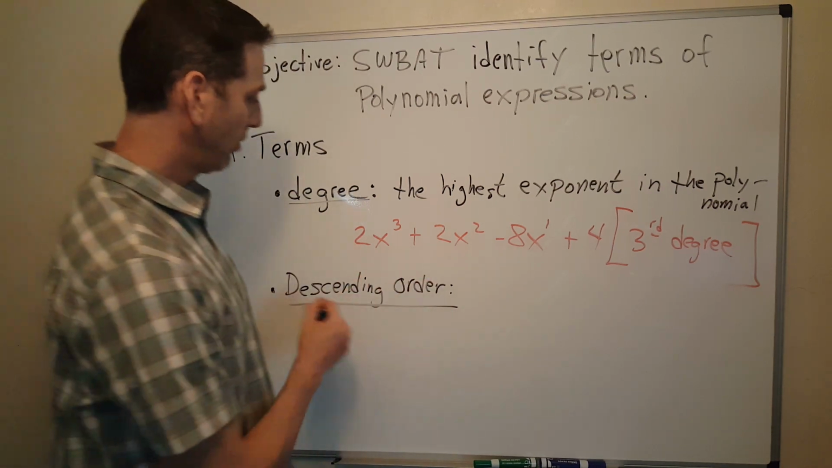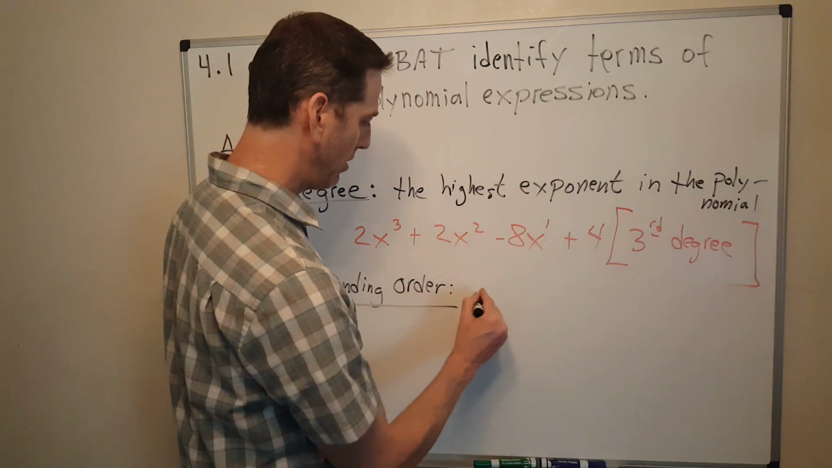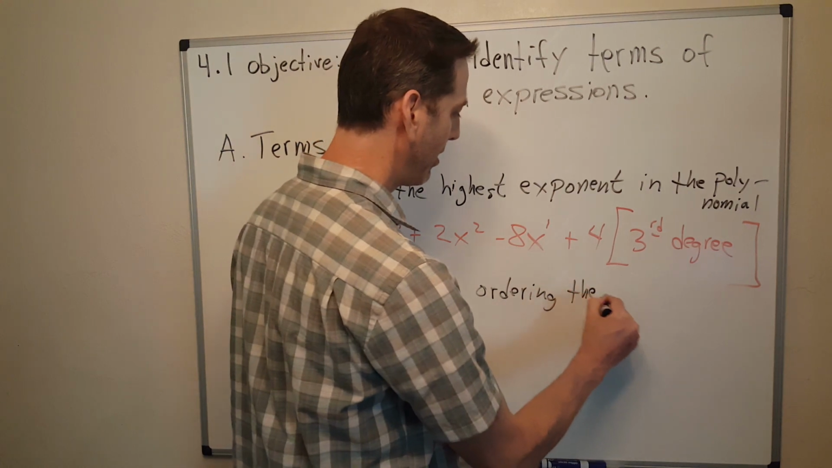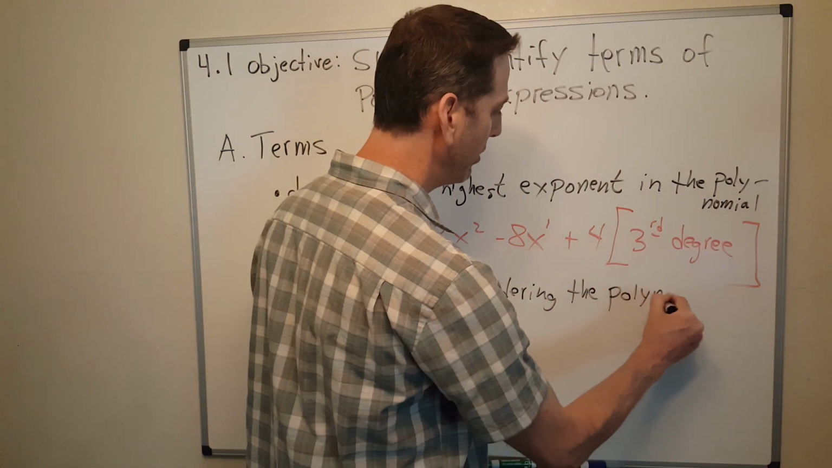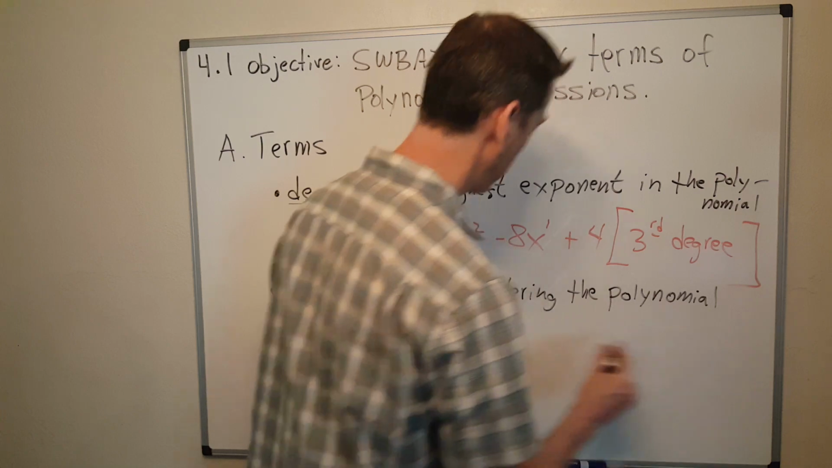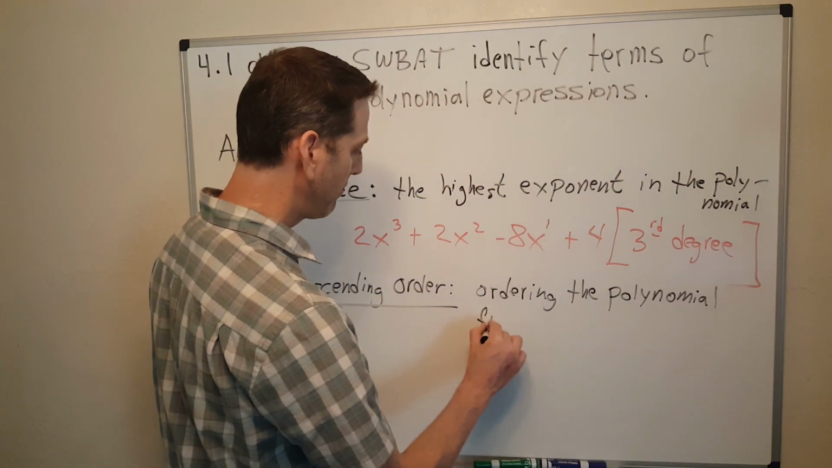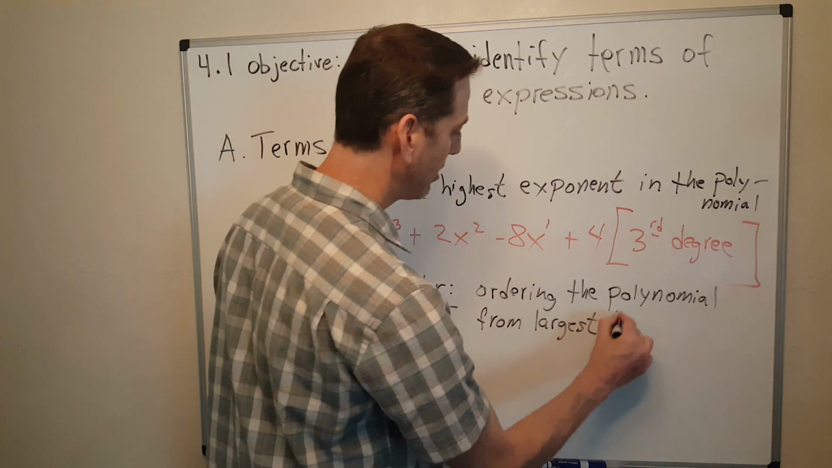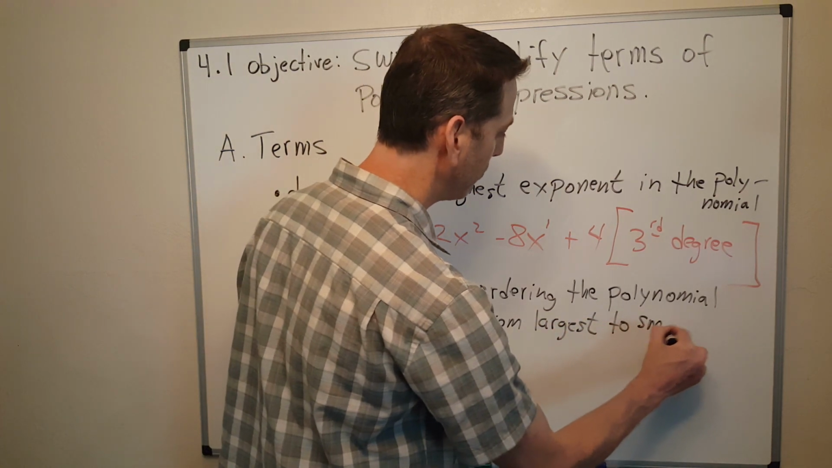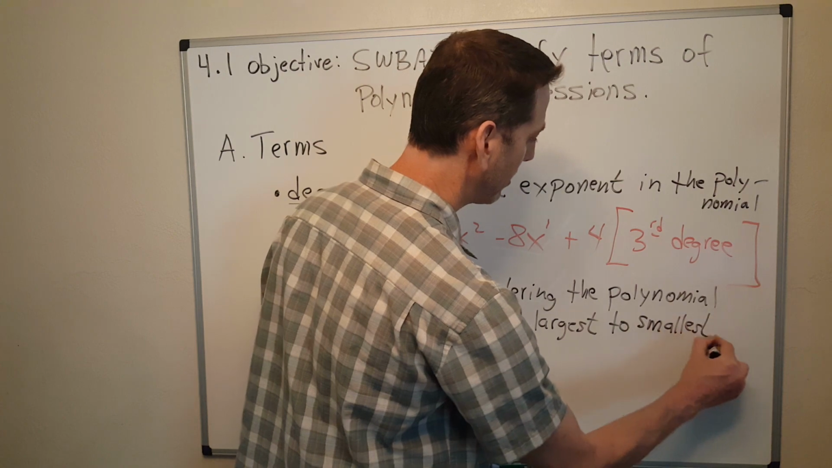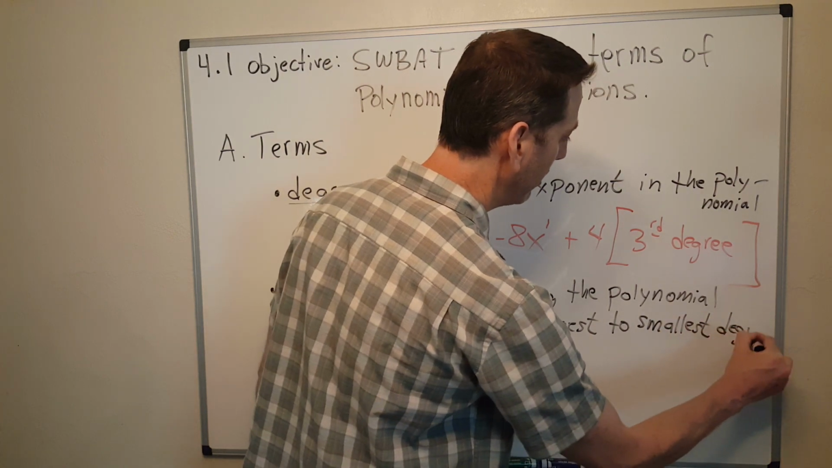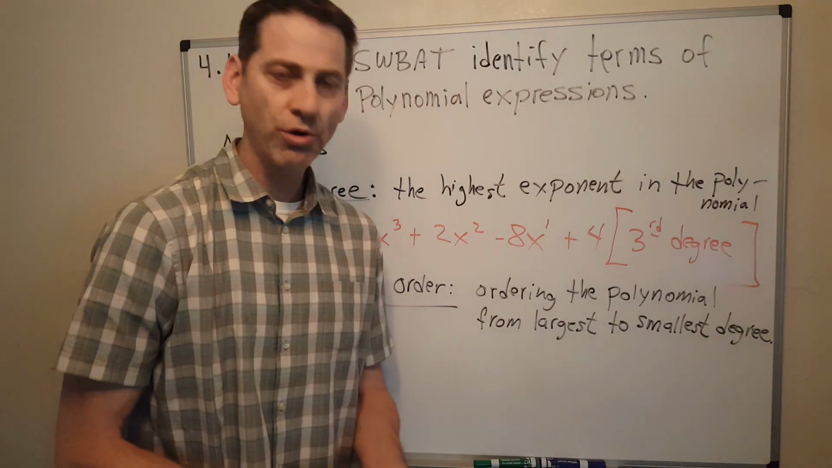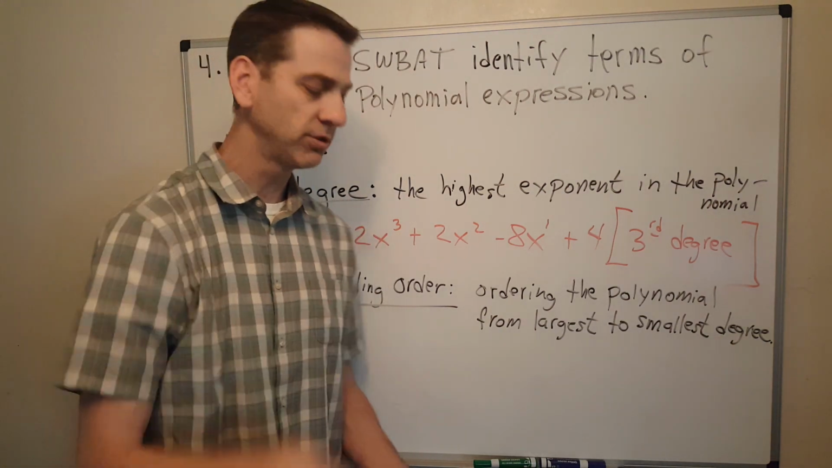Let's give you a definition. Descending order means ordering the polynomial from largest to smallest degree. It's simply ordering the polynomial from largest to smallest degree.